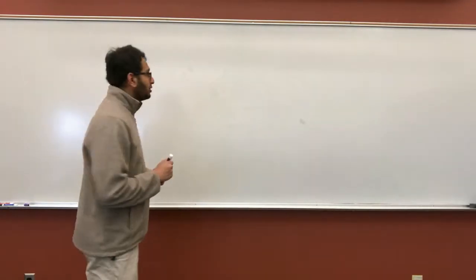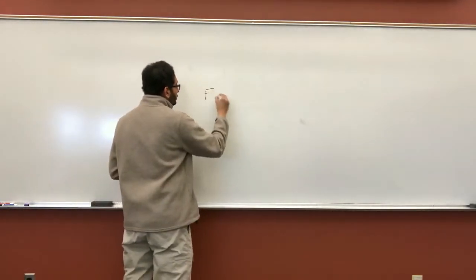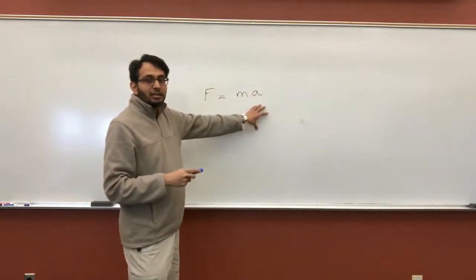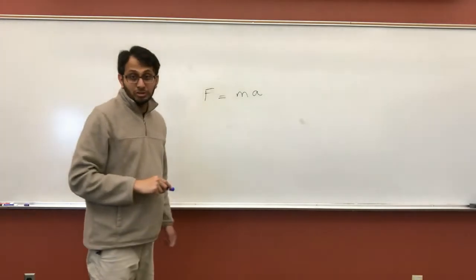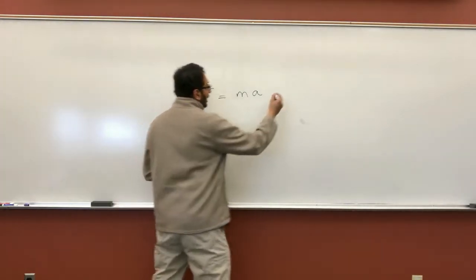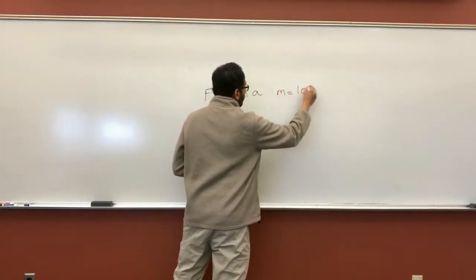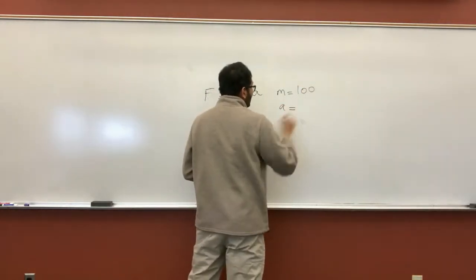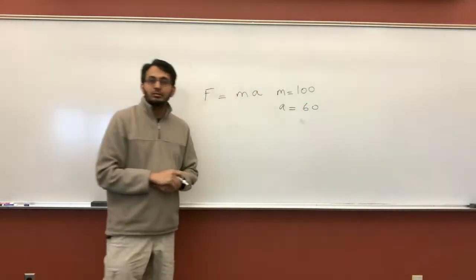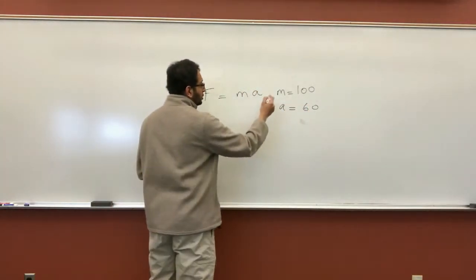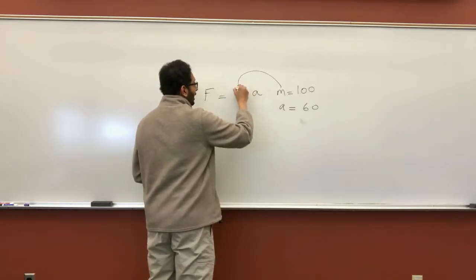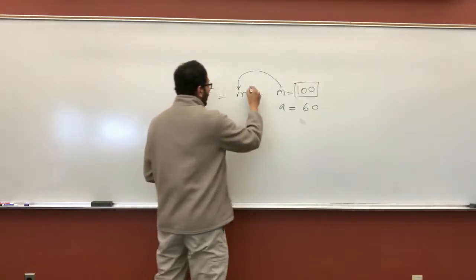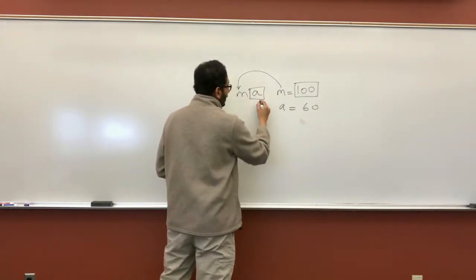Let's take, for example, the simple formula force equals mass times acceleration. You've got to multiply the mass and the acceleration to get the force. Now let's say the value of m is 100 and the value of a is 60. So you are going to substitute in place of m the value of 100, and in place of a, the value of 60.